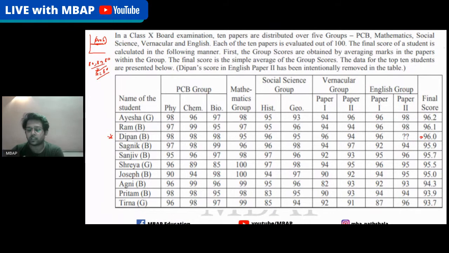The final score is considered to be 96, which means if I want the value to be on 96, my assumption is all the values of PCB, math, social science, vernacular, and English should all be 96. But it is visible that it is not 96, so the values are unequal. And if I can make the values same, I can get the value of average in the given question.